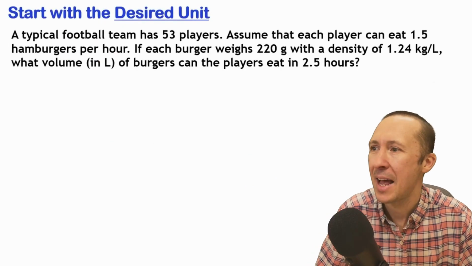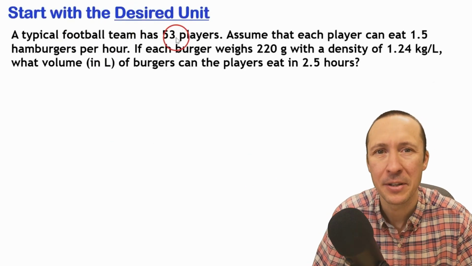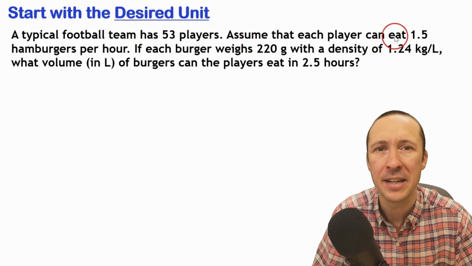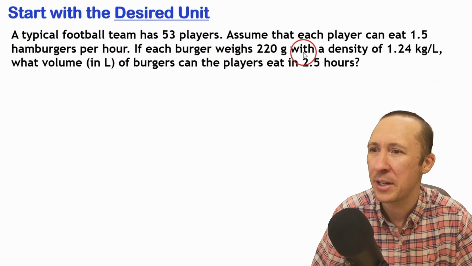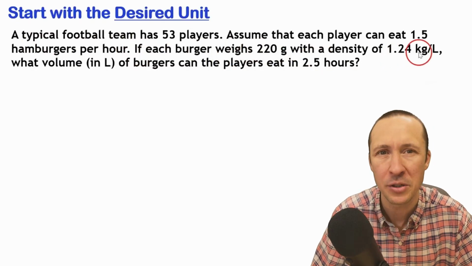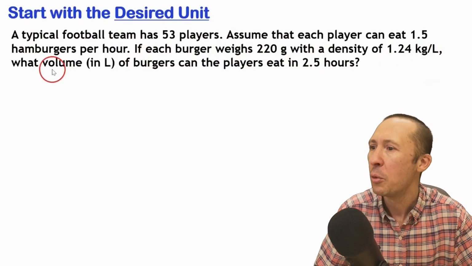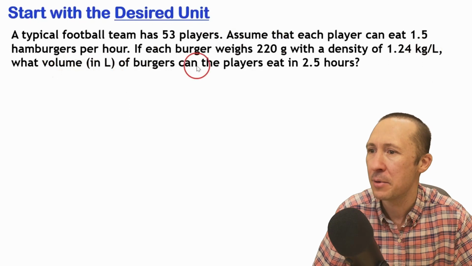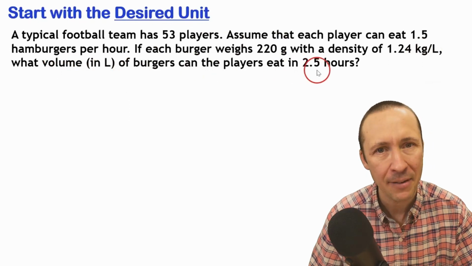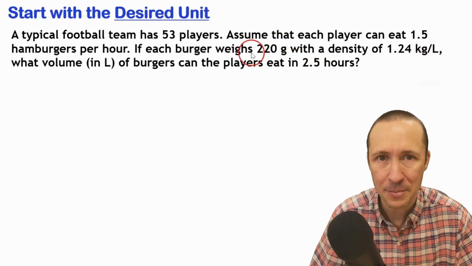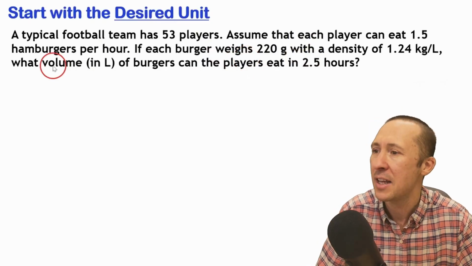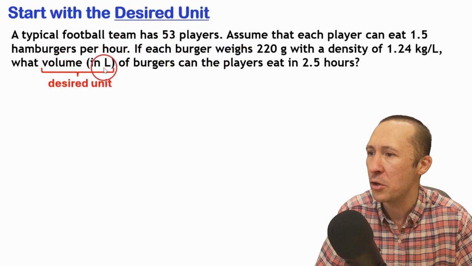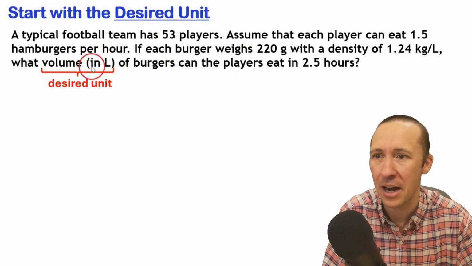Okay, so here's an example. A typical football team has 53 players. Assume that each player can eat 1.5 hamburgers per hour. If each burger weighs 220 grams with a density of 1.24 kilograms per liter, what volume in liters of burgers can the players eat in 2.5 hours? Now there's a lot of numbers going on, but we're just going to search for our desired unit. And it's asking here what volume is in liters. So that's our desired unit.